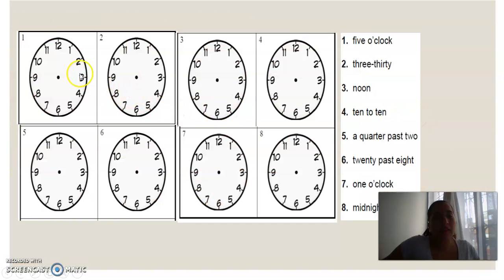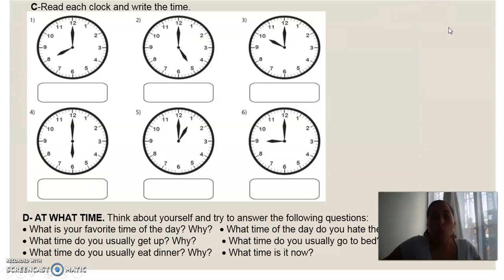En esta siguiente actividad es lo mismo, vas a ubicar las manecillas del reloj, la manecilla corta, la manecilla larga, según estas horas que te estoy dando acá. ¿Listo? Luego pasamos a read each clock and write the time. It's the same. You have to read this time and write here. In every single clock, you have to tell me what time is it, okay?